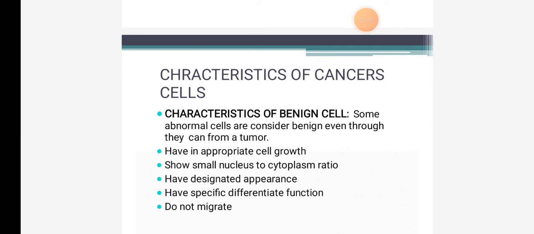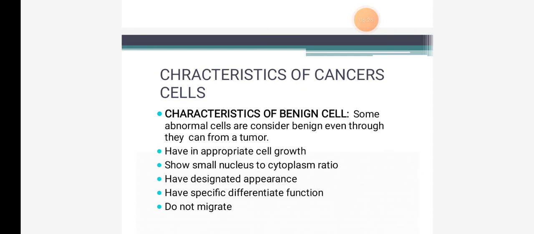Just the opposite of normal cells, the characteristics of benign cells are different, because some abnormal cells are considered benign even though they can form a tumor. As we know, tumor cells are of two types, benign cells and malignant cells. There is a difference between benign and malignant. Benign tumors are less harmful than malignant tumors. So first we will see the characteristics of the benign cells.